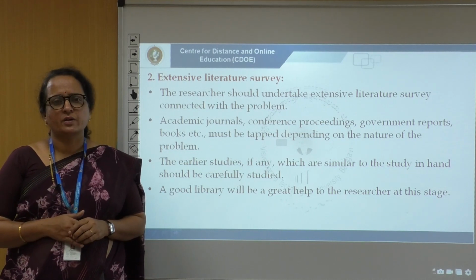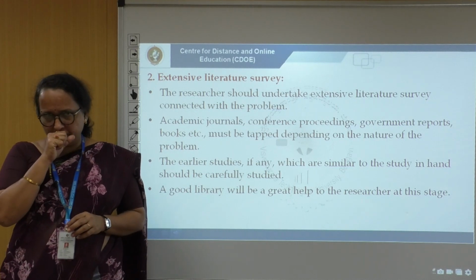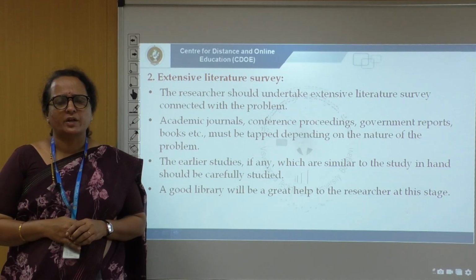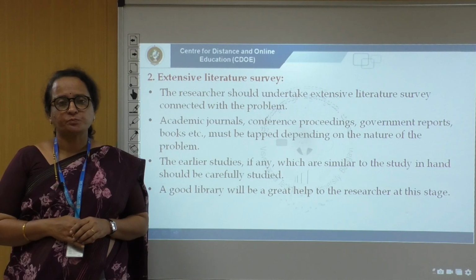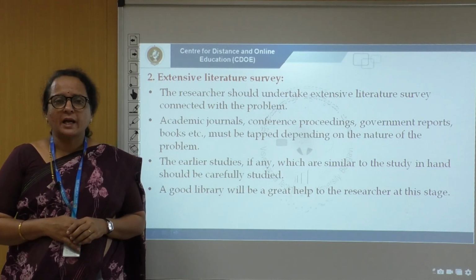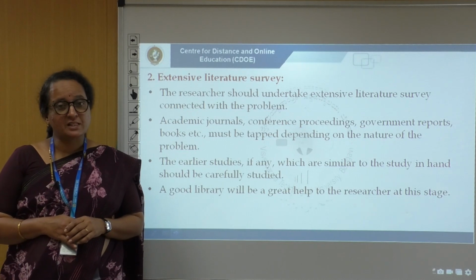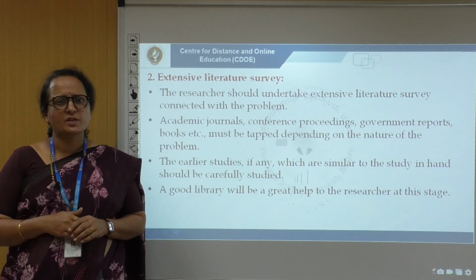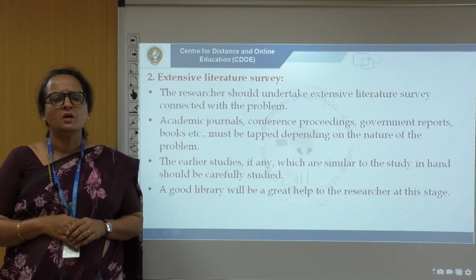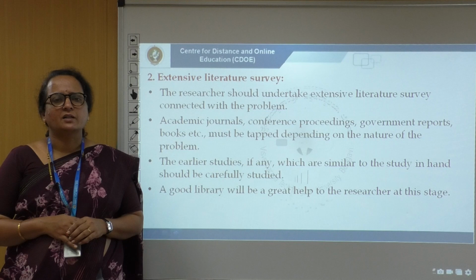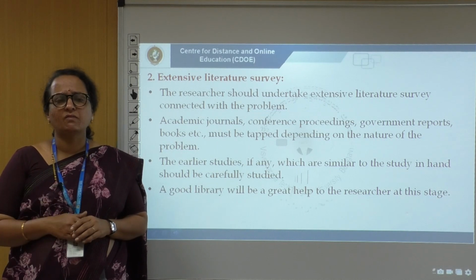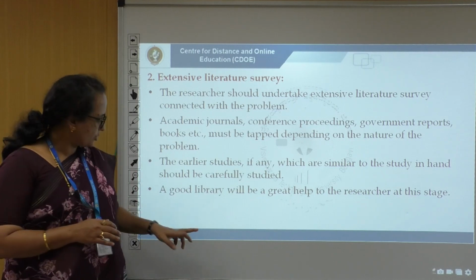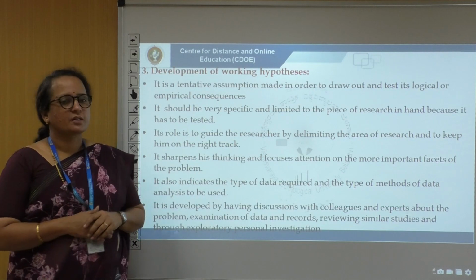Books are also the best source. Trade publications. So these all are the different sources which are used for review of literature. They must be tapped depending upon the nature of the problem. Sometimes the earlier studies, if any, which are similar to the study which is in hand, should also be carefully studied. Previous research studies which are similar to the present situation or present problem can also be reviewed in order to understand the nature of the problem. As I have already mentioned, a good library will be of great help to the researcher at this stage. So this is all about review of literature.